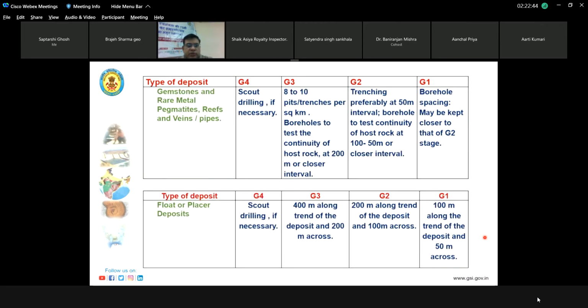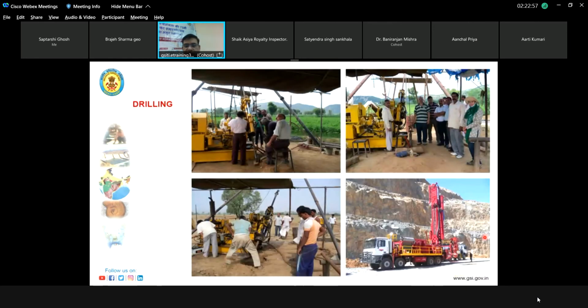Then these are some gemstone rare pegmatite veins. These are some spaces we should consider for drilling. These are the drilling instruments. This is your drilling machine. We have to anchor it and put it in the right way, so that in between it will not get tilted from its area. This is a torque mounted drill.